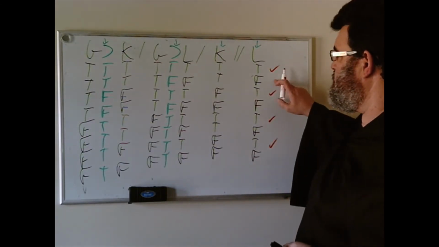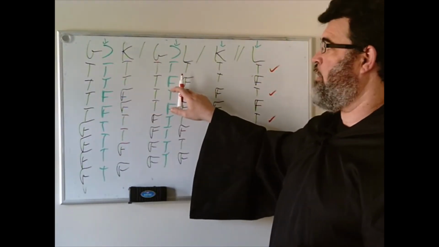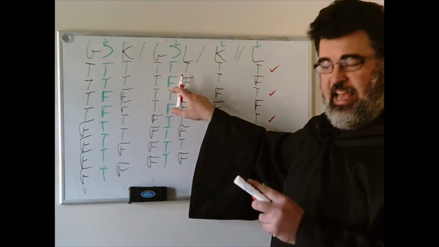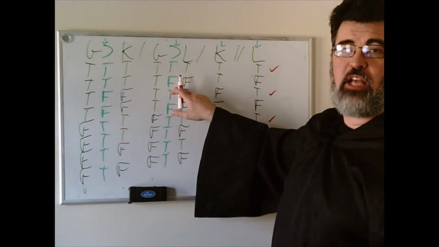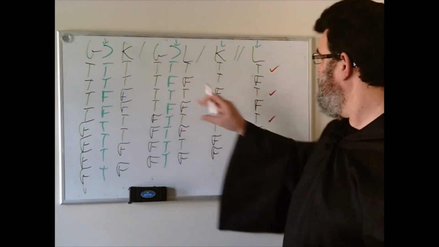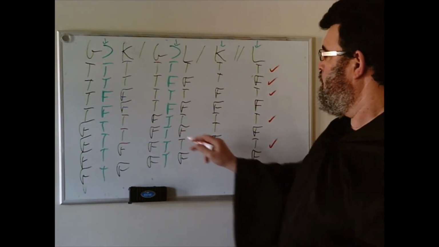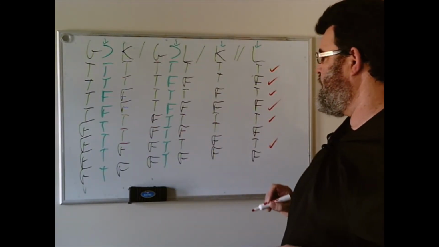So let me start with the second row here. I have a true premise. Oh, and now I have a false premise. And as soon as I have even one false premise, then that row is done. Because if a premise in a row is false, then I don't worry about that row no more. This one, all the premises are false, so I can check that one off.